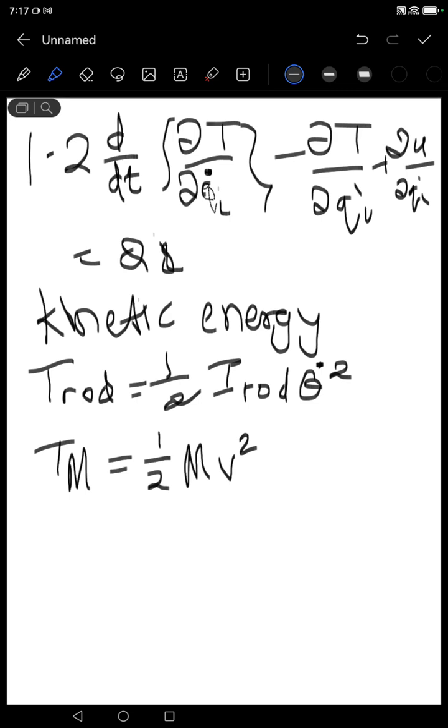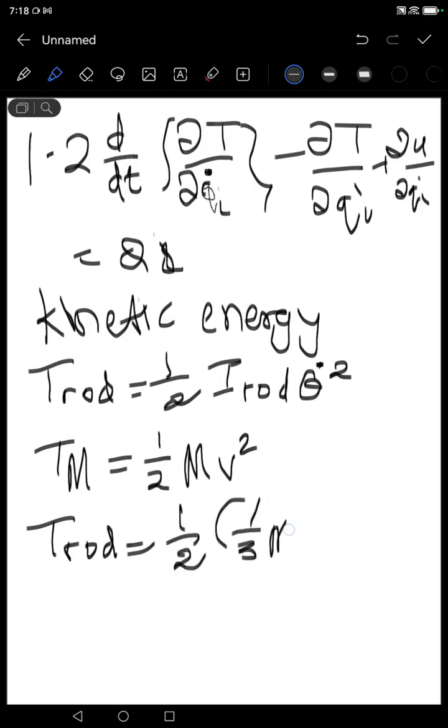Okay, and now we know that the moment of inertia of the rod is equal to 1/3 ml squared. So here we're gonna substitute the moment of inertia of the rod. So T rod equals half into 1/3 ml squared multiplied by theta dot squared, like this.